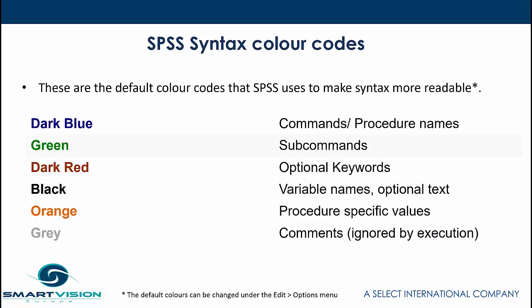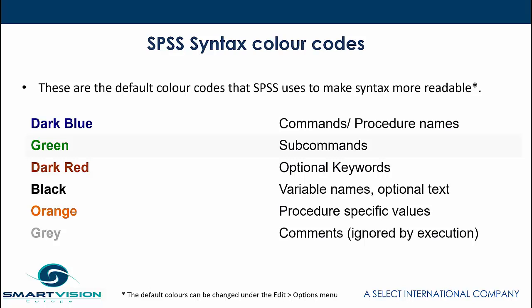Subcommands, which denote things like the formatting of the output or charts that are going to be included, are shown in green. And then the values, which are optional keywords associated with that, such as whether you want a bar chart, let's say, or a histogram, normally shown as dark red. Variable names and optional text is shown in black. And procedure-specific values, like, for example, asking for 95% confidence intervals as opposed to 99% confidence intervals, these are normally shown as orange. And there are, in fact, phrases and terms which are shown as grey, and these are comments.